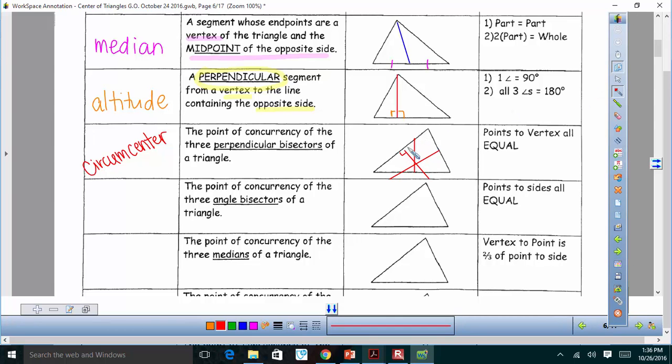You can draw all your right angles, and equal sides if you want. Here is my circumcenter.